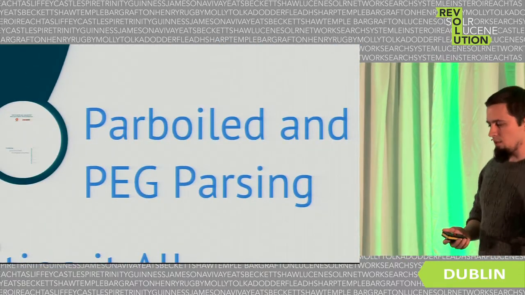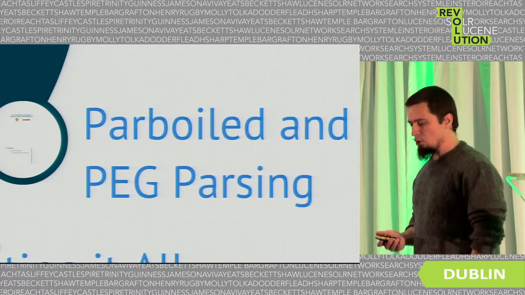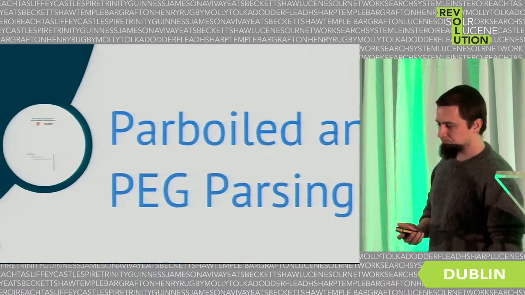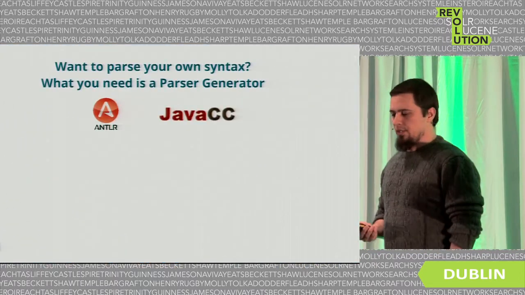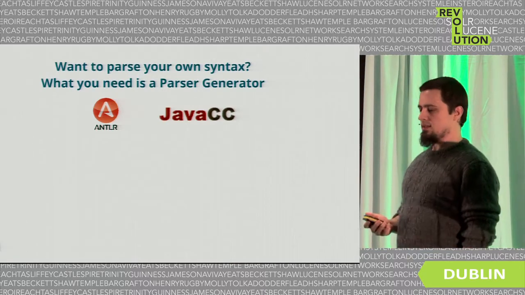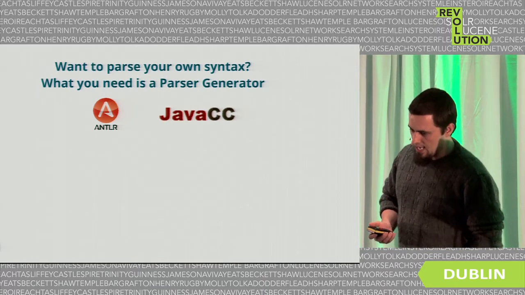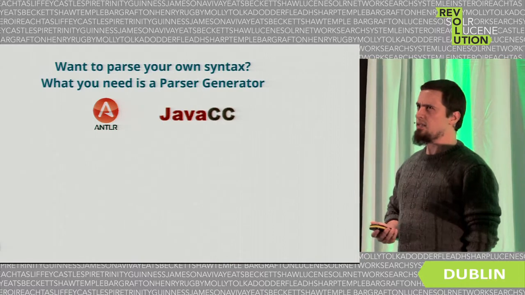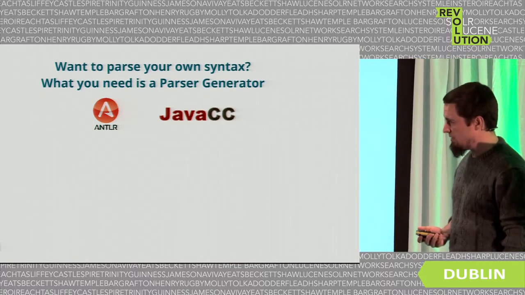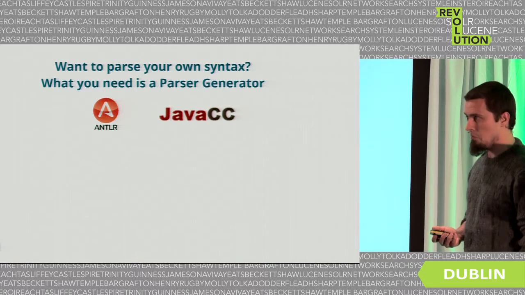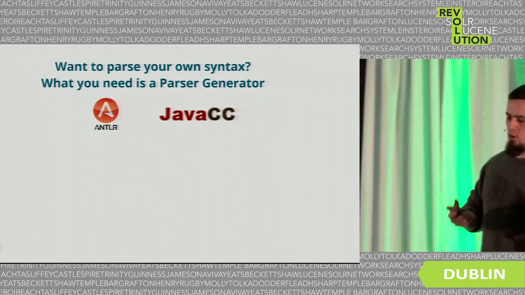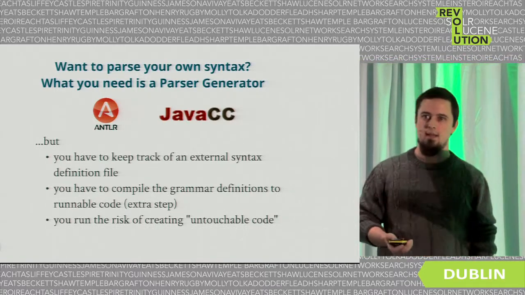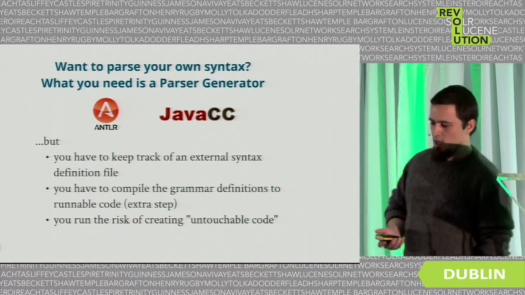Next up is Parboiled and Parser Expression Grammar parsing. It's a mouthful, so it's called PEG parsing. If you're going to parse your own syntax, you're going to need a parser generator. Probably the biggest names in this area are ANTLR and JavaCC. Someone verified this for me, but I think the query parser in Lucene is JavaCC. Is that true? It's true. Okay, so these tools are fine, but in my opinion, they carry some baggage with them that can be a bit unsavory at times.